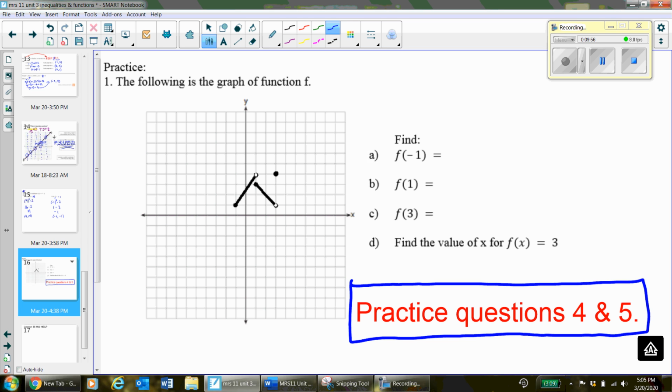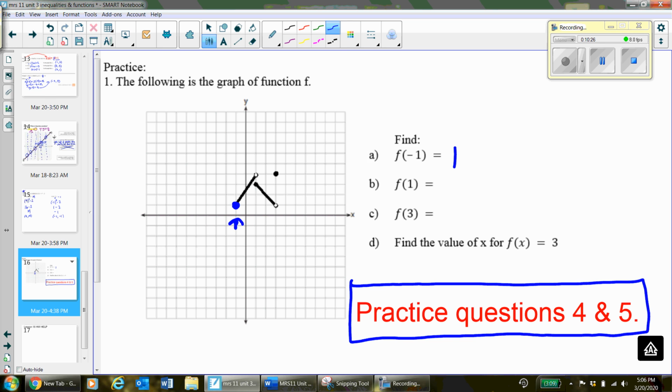Okay, so we're on question 1, practice. So they gave you a graph and the following is a graph of function f, right? So they want you to find for part A, f of -1. So here, there's no real math involved. You literally just have to go to where x is -1, which is here, and then tell me what the y value is at this point here. And the y value there is +1. So I'm just going to put a 1 right there.